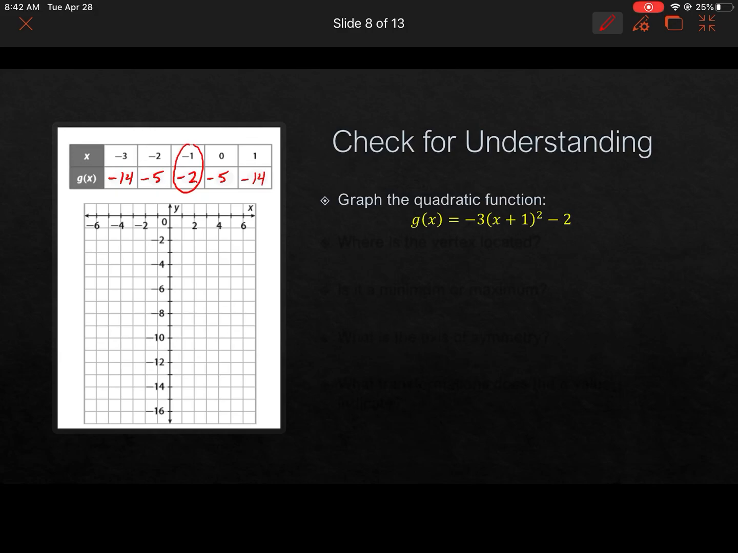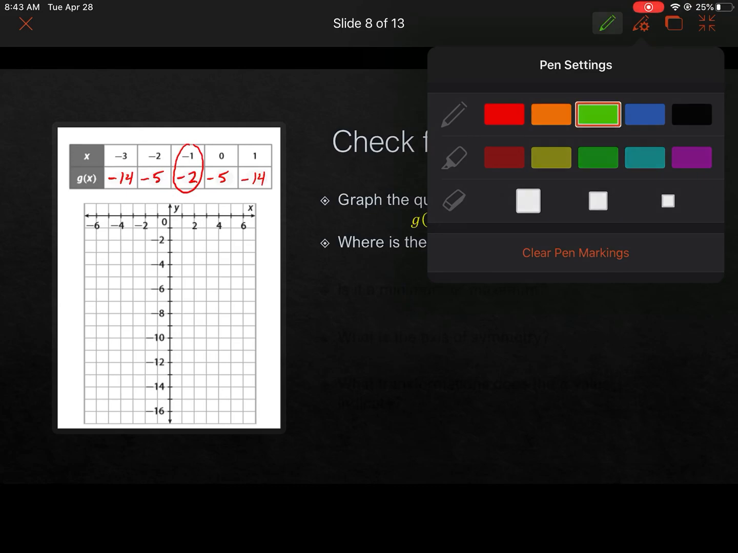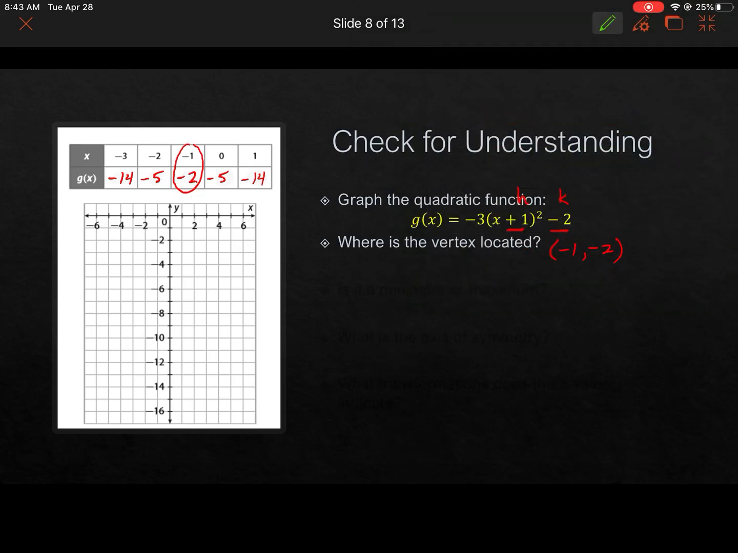So if you jumped ahead mentally and said, well, I already know from the pattern that my vertex is going to be the opposite of h, and the same as k. This is h, and this is k. So it's the opposite of h, but the same as k. That means my vertex is going to be located at -1, -2, which is exactly what we determined from using the table.